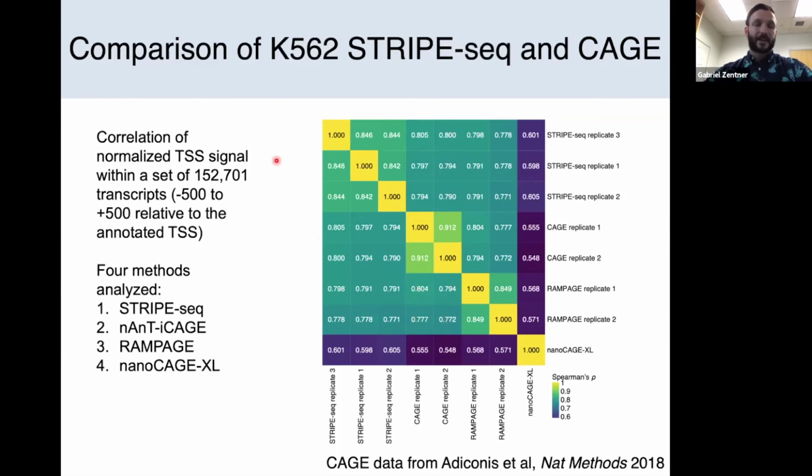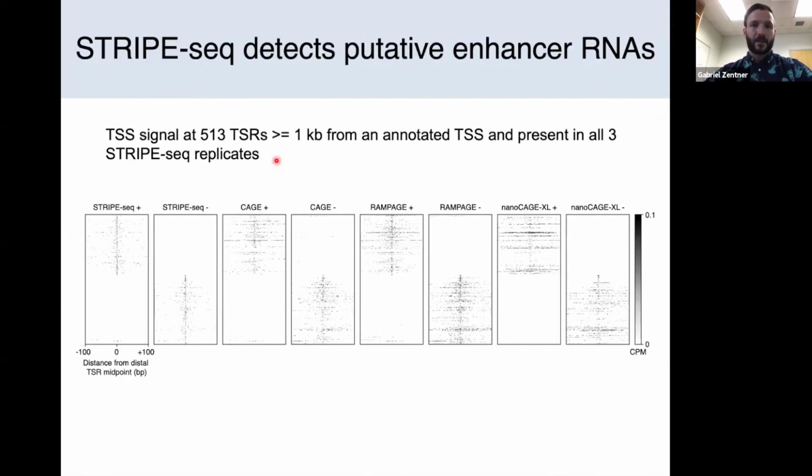So we have very high correspondence between STRIPE-seq and the currently accepted gold standard methods. The last thing I want to tell you about STRIPE-seq is that we think, even using total RNA, we are detecting potential enhancer RNAs. Knowing that enhancers can be transcribed, some at least, we were wondering if we were detecting any transcription start regions that are far enough away from an annotated TSS that they could potentially represent enhancers.